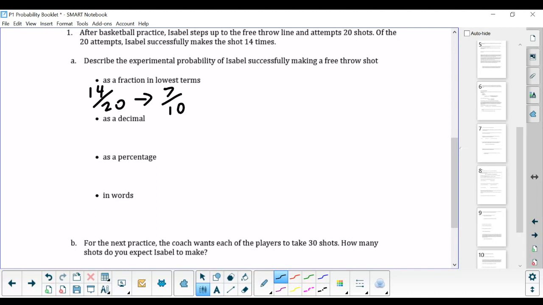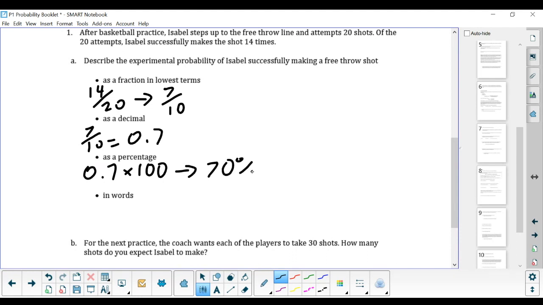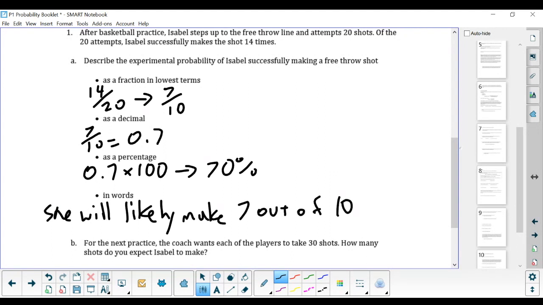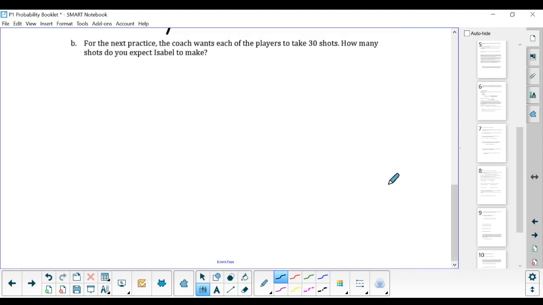To figure this out as a decimal, we know that 7 over 10 is equal to 0.7. To turn that into a percentage, we're going to take that 0.7, multiply it by 100, and we'll get 70%. And in words, we can say she will likely make 7 out of 10 shots. In part B, it says, for the next practice, the coach wants to make each of the players take 30 shots. How many shots do you expect Isabel to make?